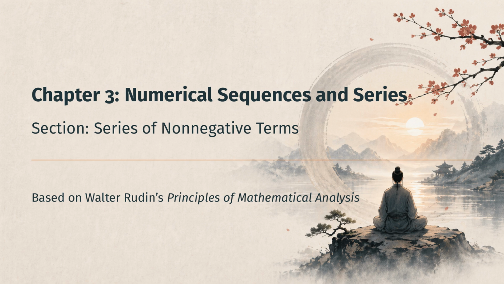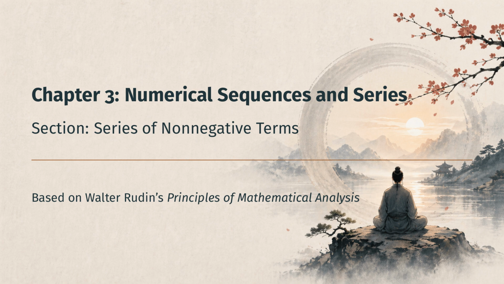Welcome back to Chapter 3 of Principles of Mathematical Analysis. In the previous section, we set up the general theory of infinite series, partial sums, the Cauchy criterion, the divergence test, and the comparison test. The comparison test told us that to decide whether a series converges, it helps to compare it to a series whose behavior we already understand.